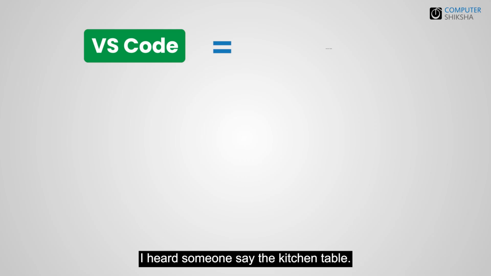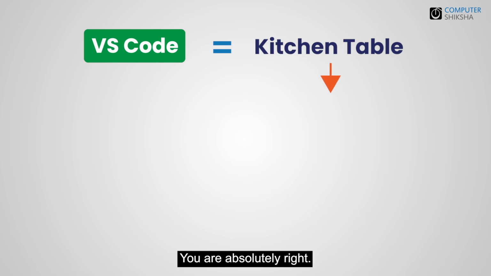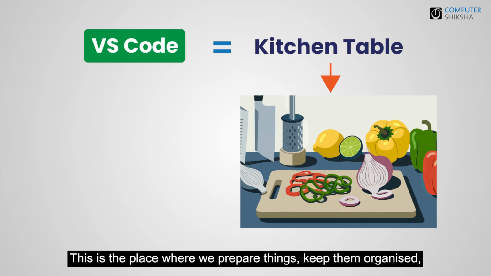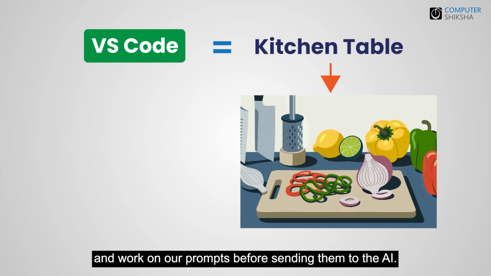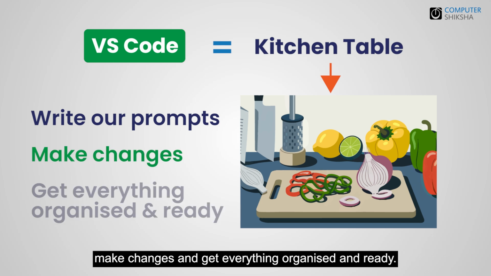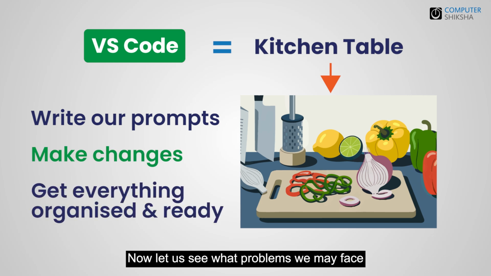I heard someone say the kitchen table. You are absolutely right. VS Code is like the table in our AI kitchen. This is the place where we prepare things, keep them organized, and work on our prompts before sending them to the AI. Here we write our prompts, make changes, and get everything organized and ready. Now let us see what problems we may face while working with VS Code.